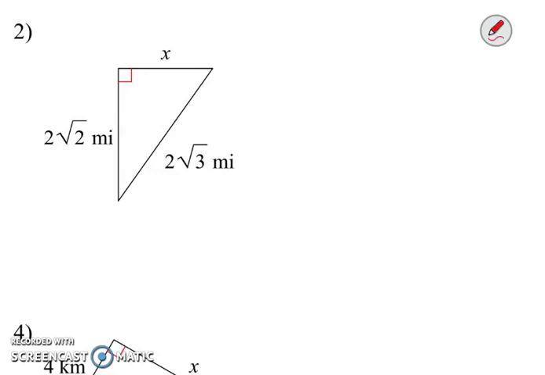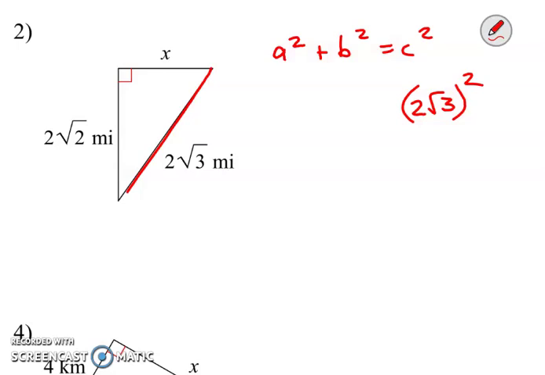So in number 2, we're also using the Pythagorean theorem here. We just have slightly more complex numbers to deal with. As I plug numbers in from the diagram into the Pythagorean theorem, I've got to recognize the longest side is 2 times the square root of 3 miles, so that's what I'm going to put over here. 2 times the square root of 3, and that's what we're going to square.